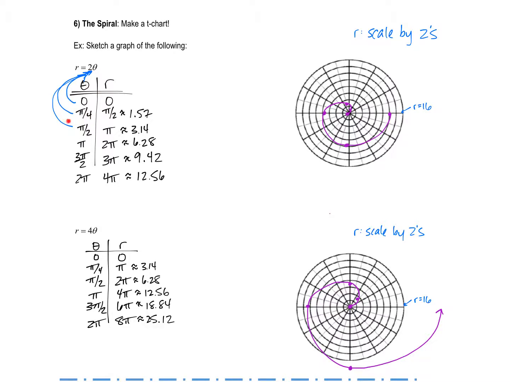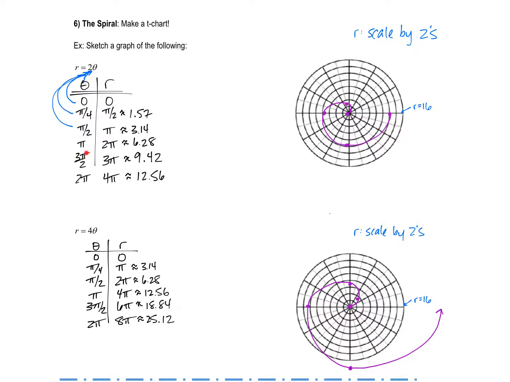If I plug in pi over 2 here, I just get pi, which is 3.14. So my radius is 3.14. So about halfway between the first tick mark and the second tick mark, since they're scaled by 2s. I'm at about 3.14 and I'm going up to pi over 2, which is 90 degrees. That dot should be right about there.